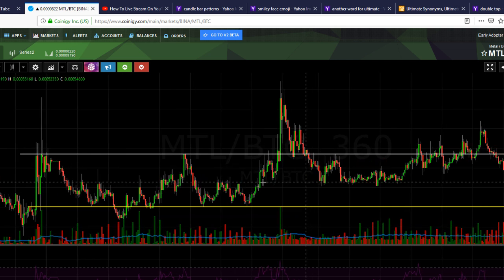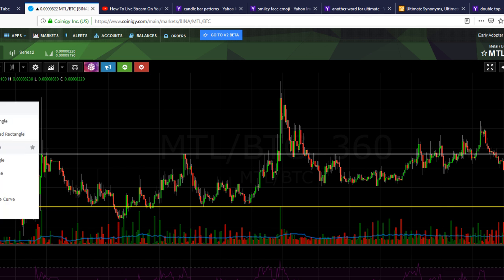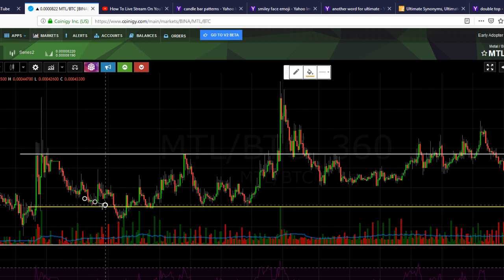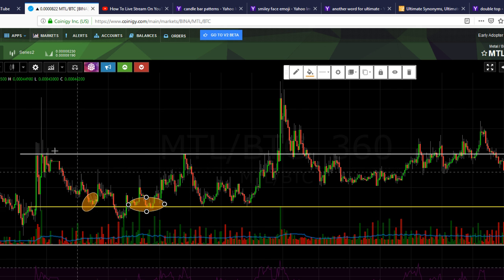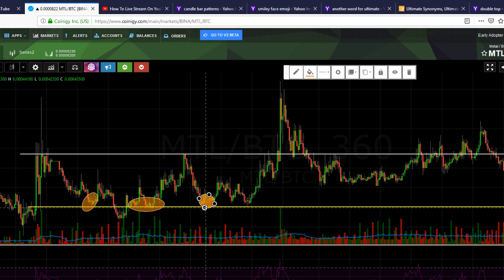So, as we can see here, we retested support. Let's see how many times we tested support. We have it here, we have it one time. We have the breakdown here, and this whole area here. We retested support two times here. Like I said before, things happen in threes and fours in the market, right?